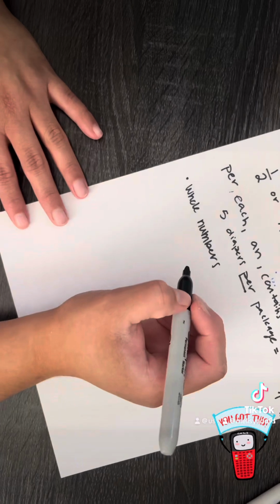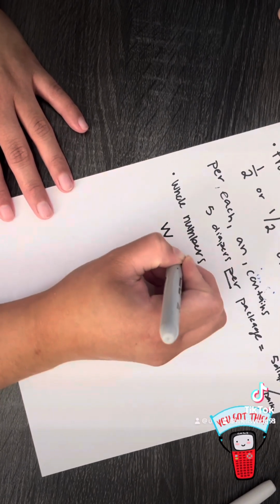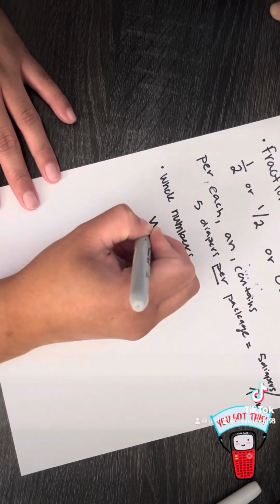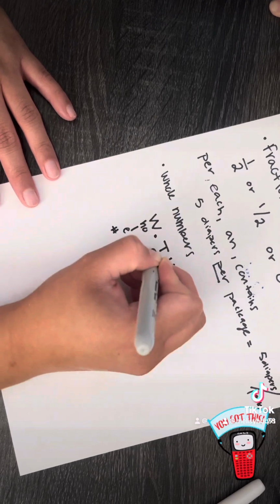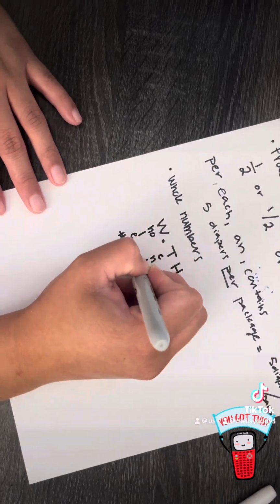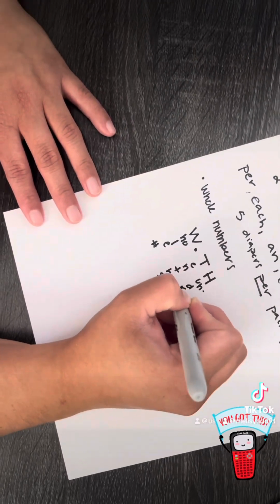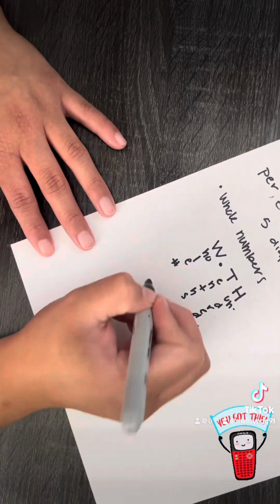Now let's go over whole numbers. So there are different number places when we're working with decimals. The way I like to remember is WTH. So W stands for whole numbers, anything in front of the decimal. The first place after the decimal is our 10th place, and then we have our 100th place.